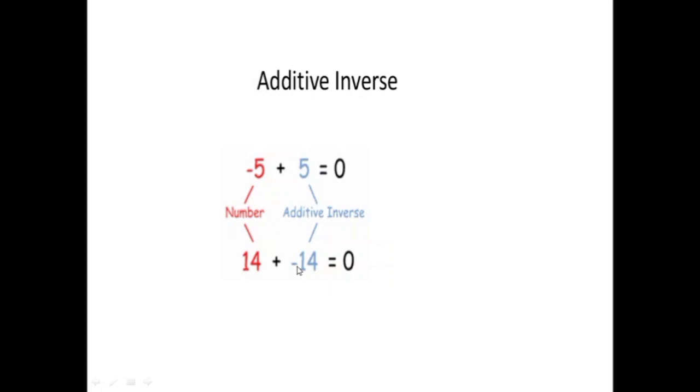So we can conclude by saying that the additive inverse of a positive rational number is a negative rational number, and the additive inverse of a negative rational number is always a positive rational number.